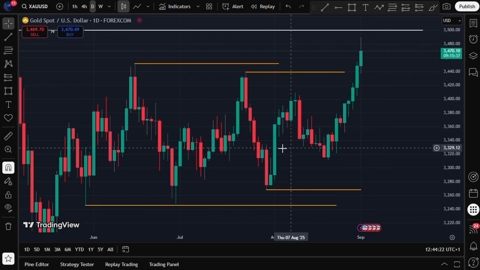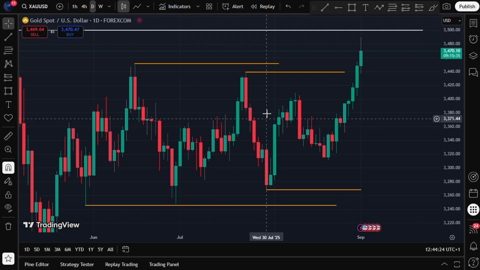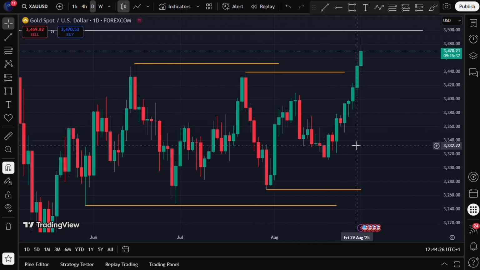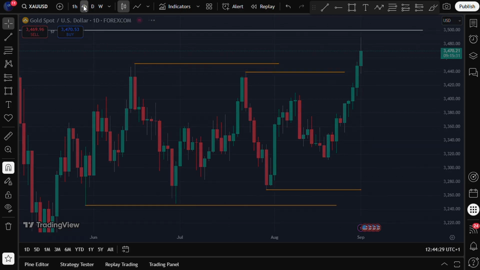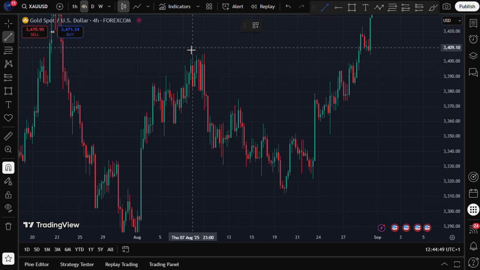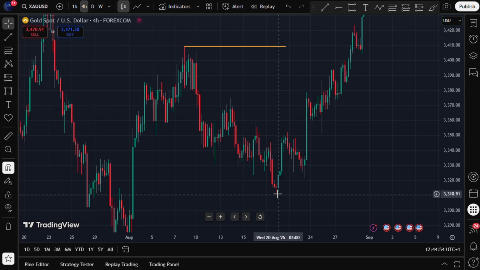Now for example, if we say we have mapped out this daily range and we want to take it one step further going into the 4-hour time frame, so what we see is we have this one over here, and then we also have this one, which is the lowest swing low over here.